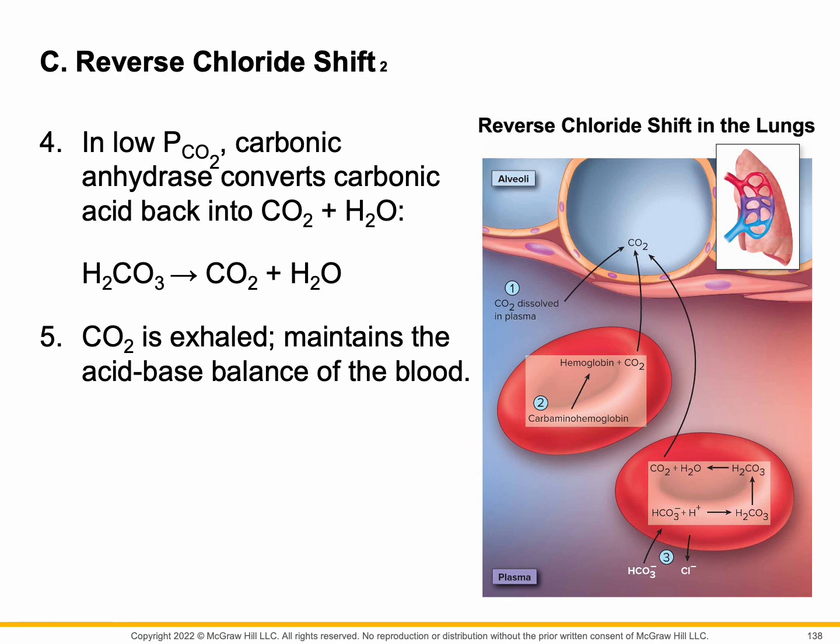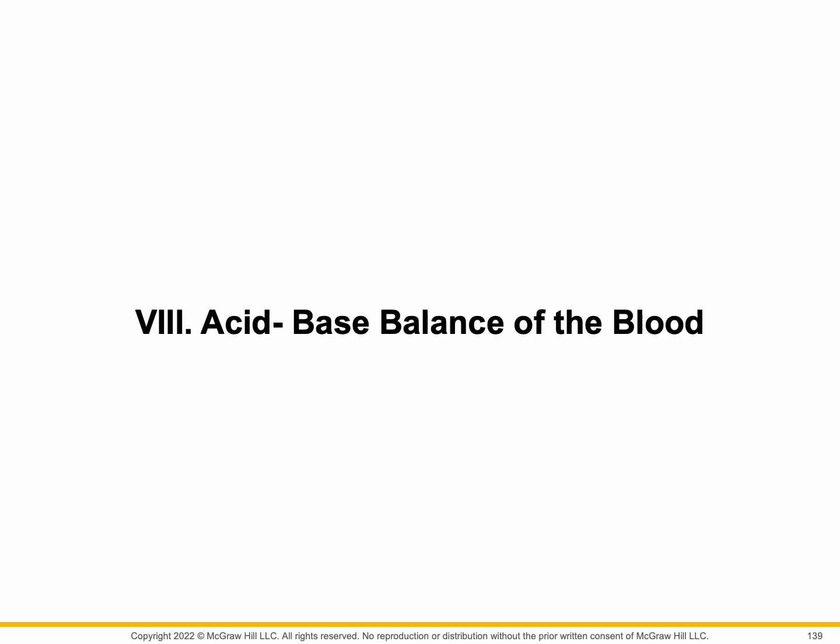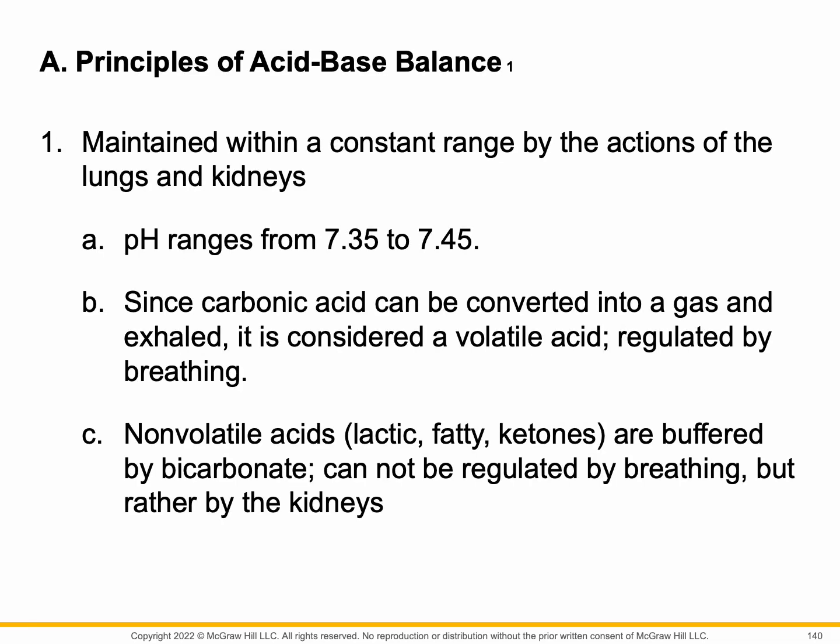In low carbon dioxide pressure, carbonic anhydrase converts carbonic acid back into carbon dioxide and water. The carbon dioxide is exhaled and maintains the acid-base balance of the blood in this way. Acid-base balance occurs in the blood. We're looking at the principles of acid-base balance.